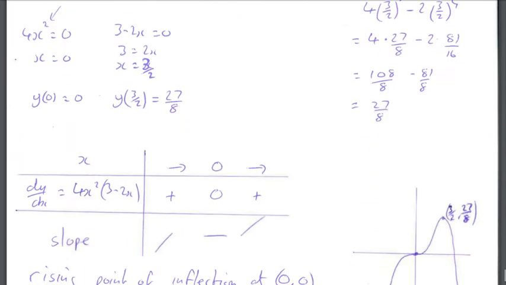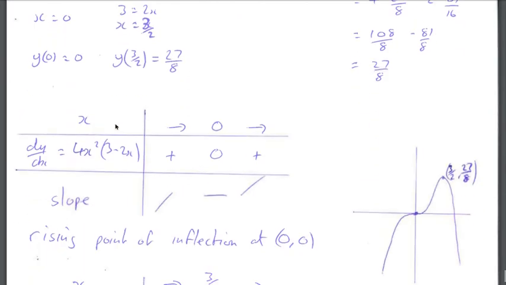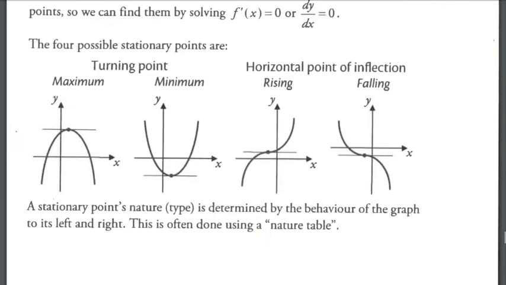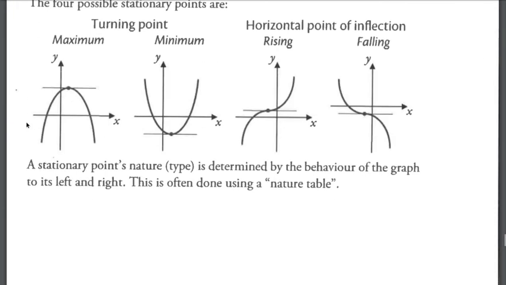So remember, with the nature table, we're looking at what is happening either side of the x coordinate. Okay, we know something's happening at 0. We know, scroll up to the picture again, we know either this, this, this, or this is happening. So we know that the gradient is 0 at our stationary points. So we need to look just before and just after to see what the gradient is doing.